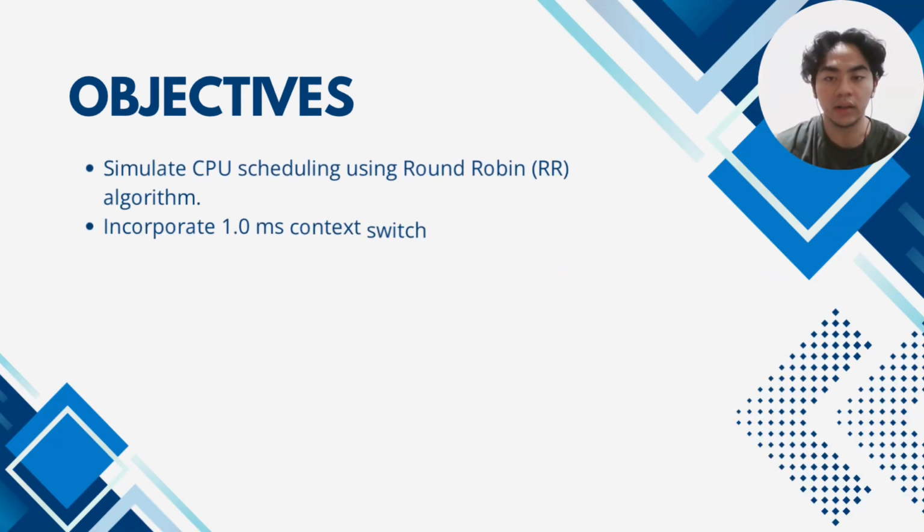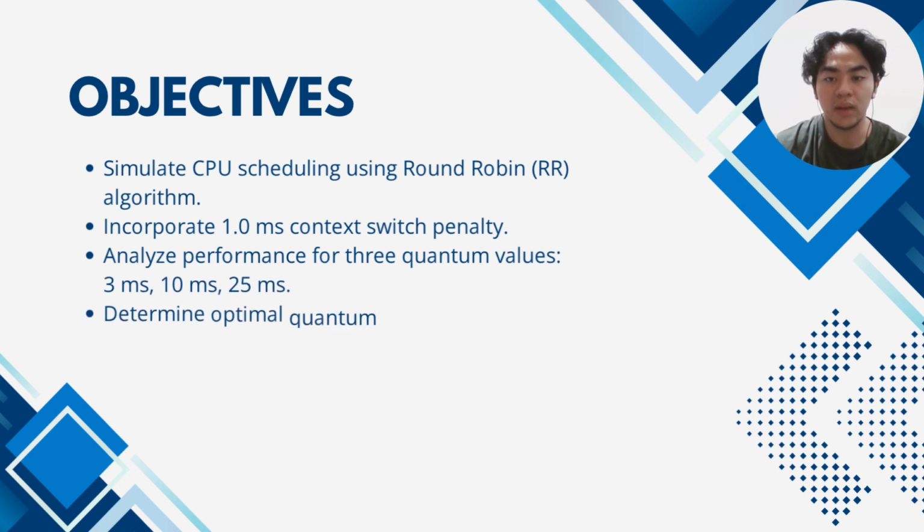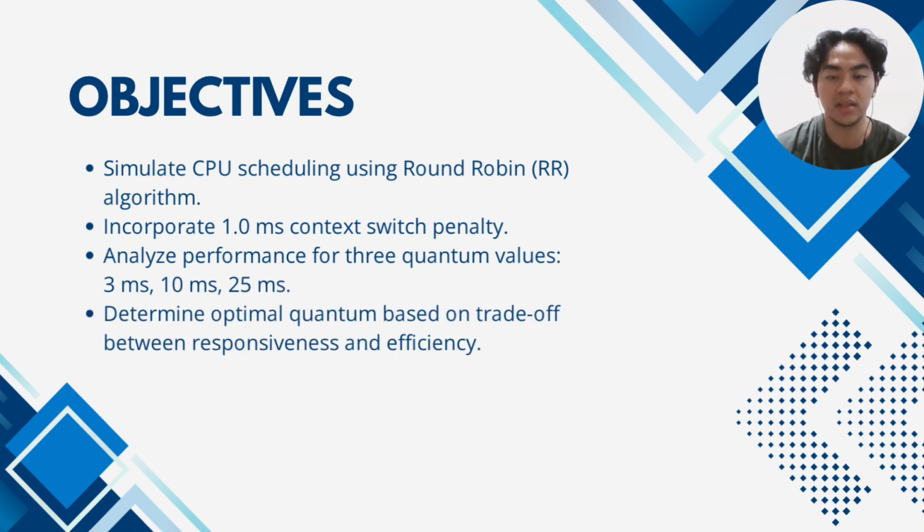Moving on to our main objective, we want to simulate a working CPU scheduling simulation that manages the 100 synthetic processes. We also model this simulation to strictly follow the constraint, which is the 1.0 millisecond context switch penalty. Not only that, we want to analyze this performance using the three quantum values 3 millisecond, 10 millisecond, and 35 millisecond. This is to determine which of these time quantum values offers the best CPU responsiveness and CPU efficiency.